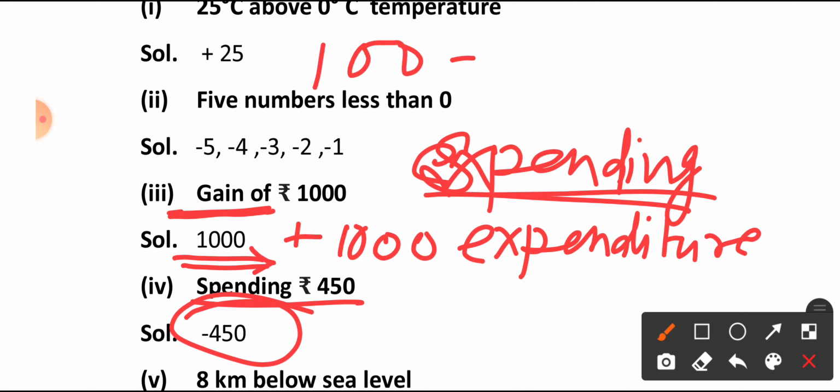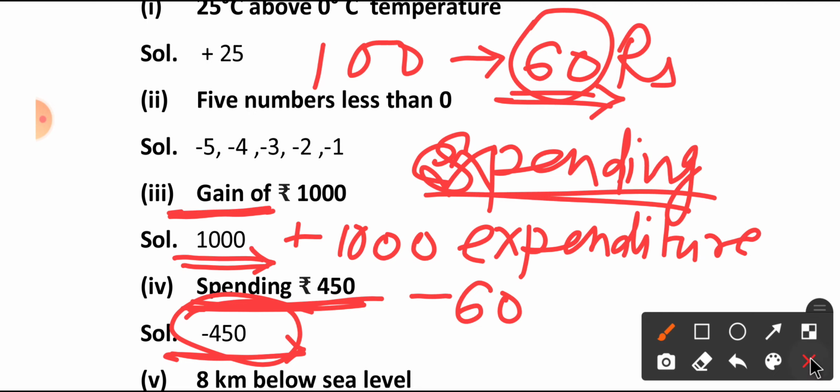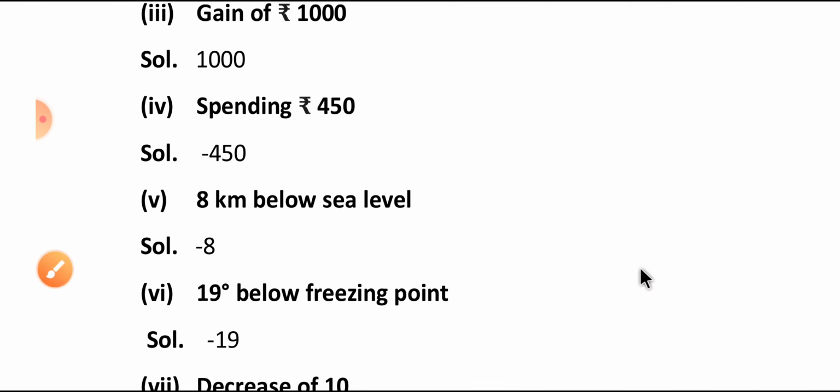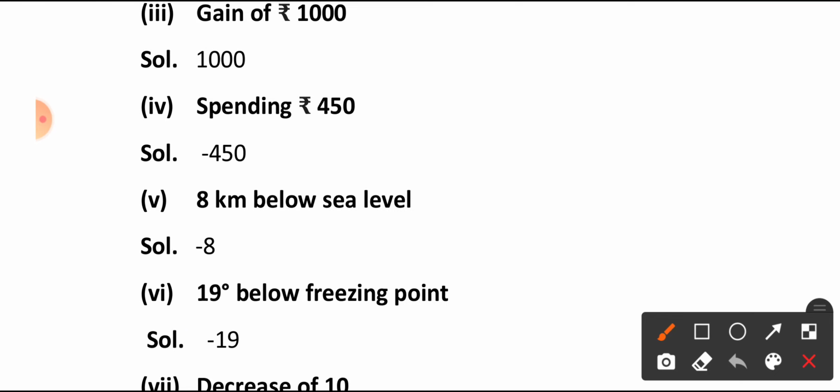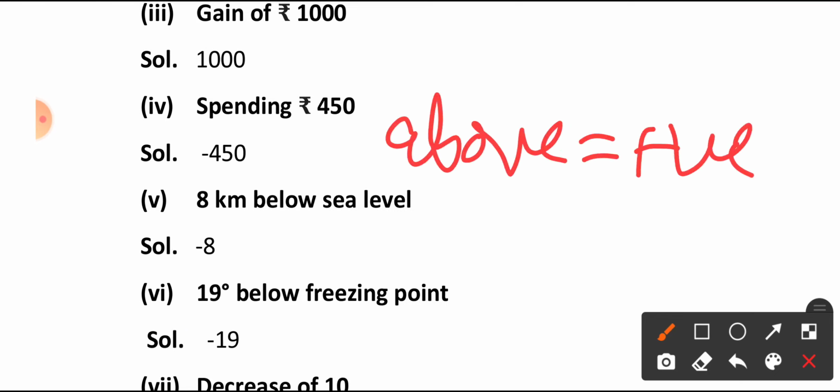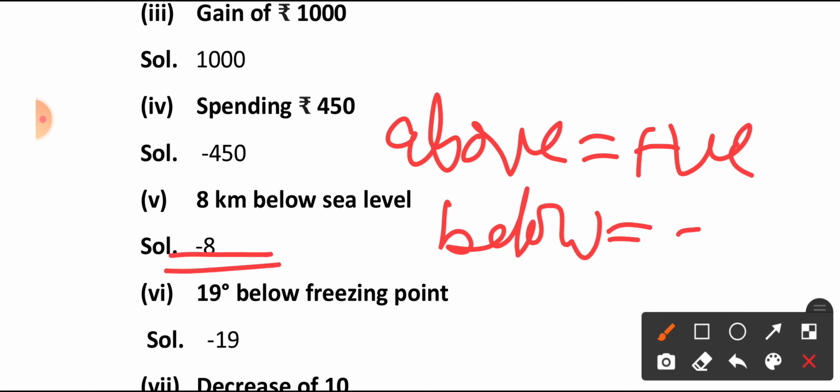Then fifth one, 8 kilometer below sea level. As we have seen before, we will represent above by plus, so its opposite will be below and will represent it by minus. So minus 8. 90 degree below freezing point, again it is given below, so minus 90.